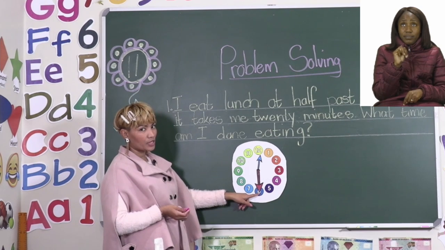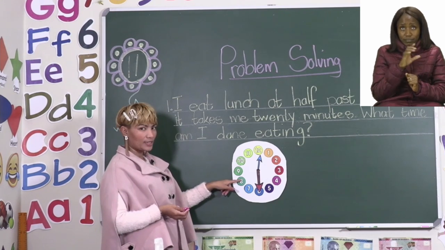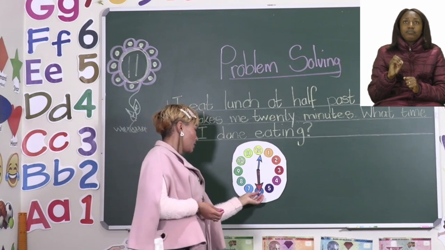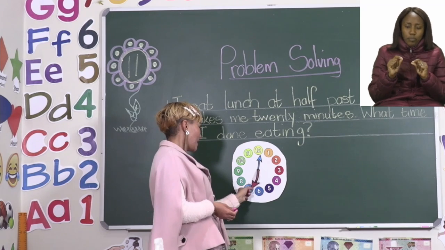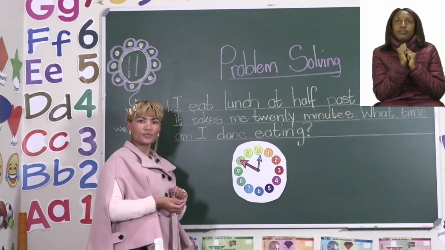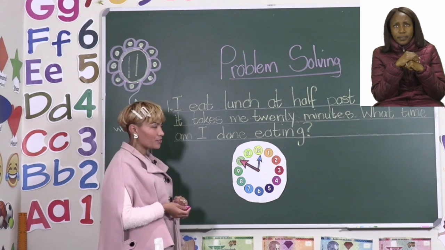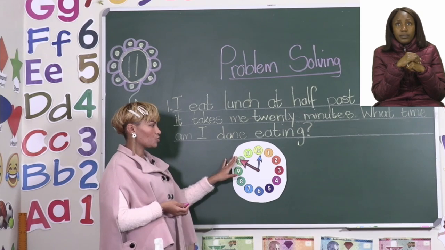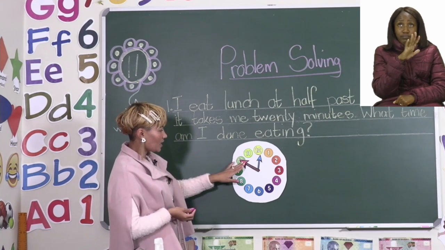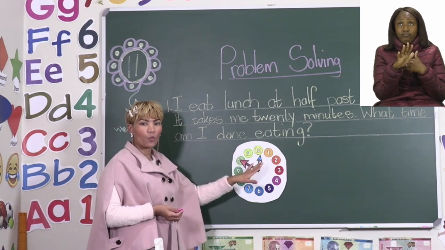So can we count in 5s together? So 5, 10, 15, 20. Okay, so now we take our minute hand and we move it all the way up there. So what is our time now? The time now reads 10 minutes to 1 o'clock. Okay, so we say that I am done eating at 10 minutes to 1.